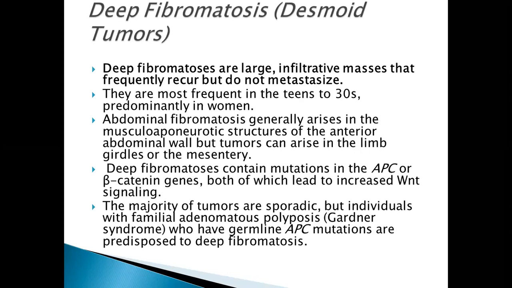Deep fibromatosis contains mutations in the APC or beta-catenin gene, both of which lead to increased WNT signaling. The majority of tumors are sporadic, but individuals with familial adenomatous polyposis, Gardner syndrome, who have a germline APC mutation are predisposed to deep fibromatosis. The majority are sporadic, not familial, but in Gardner syndrome they are predisposed.